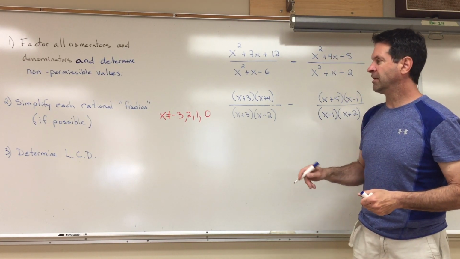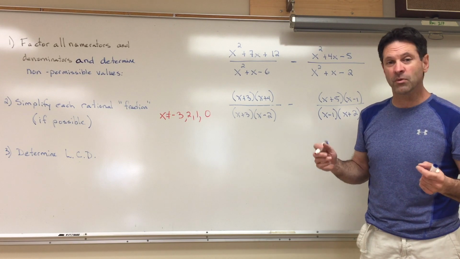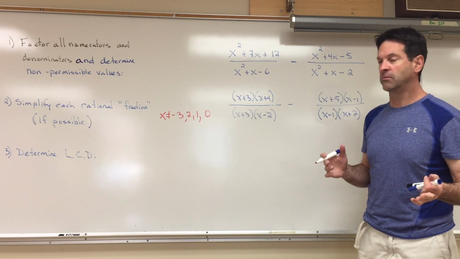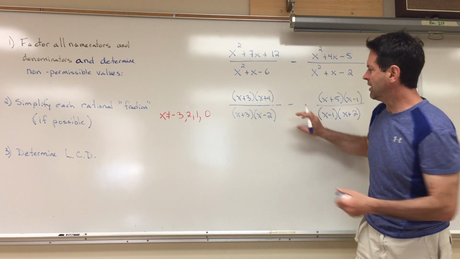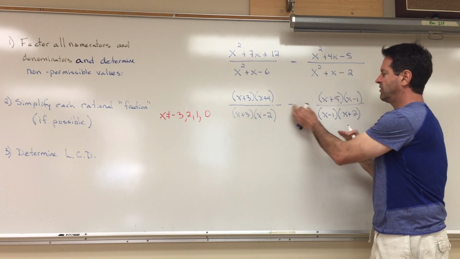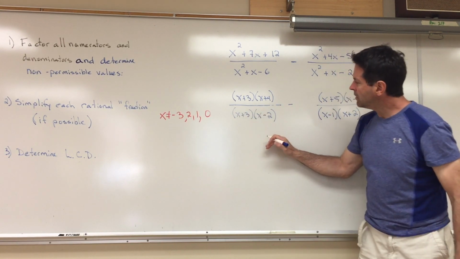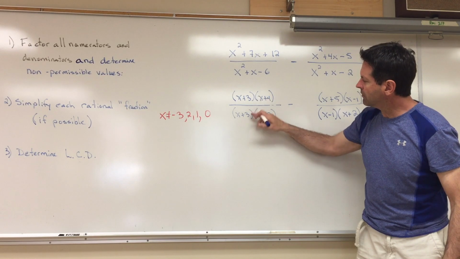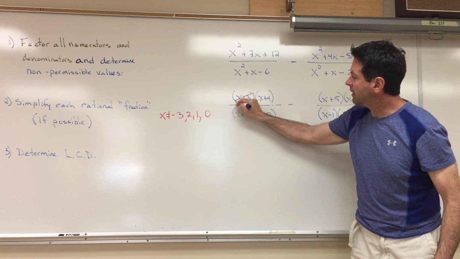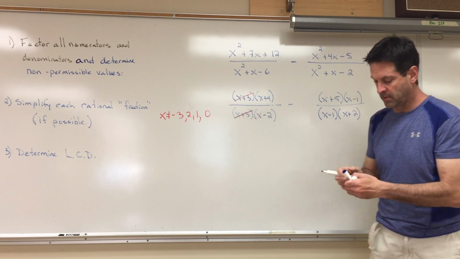Now, the next thing is to simplify each rational expression if you can. Sometimes it'll be possible, sometimes it won't be. So let's look at this one. We have a rational expression, a subtraction sign, and another rational expression. Is there anything common top and bottom here? Yes, there is. An x plus 3 in the top and the bottom.